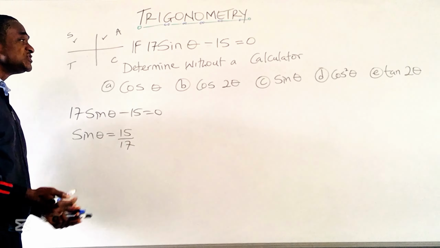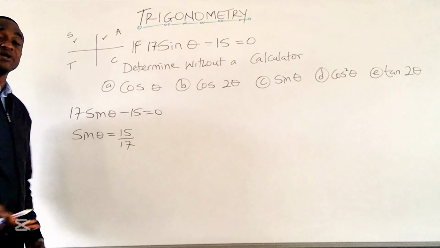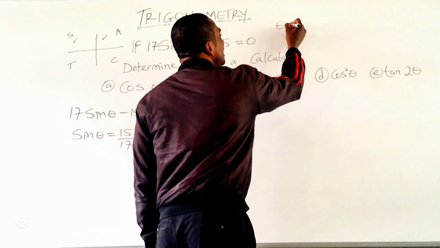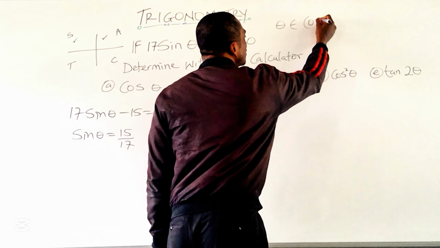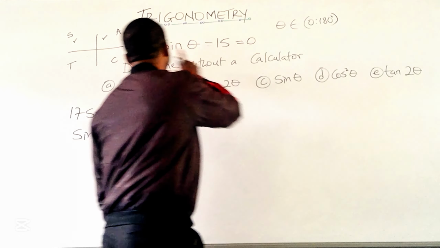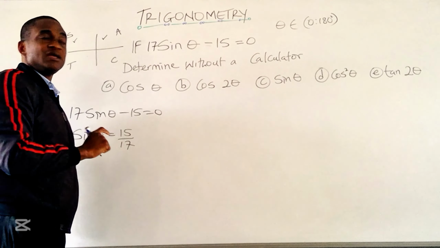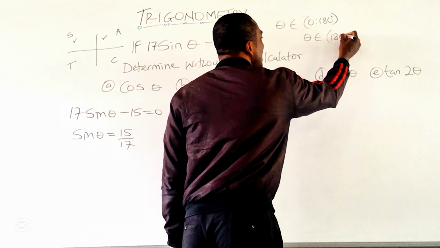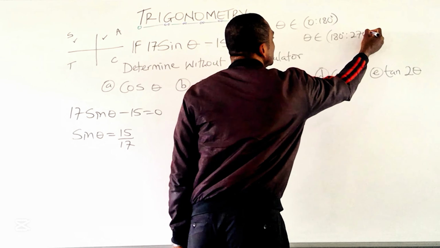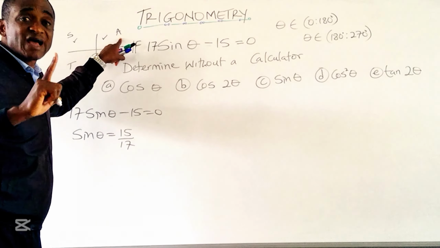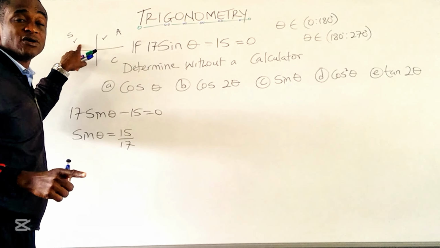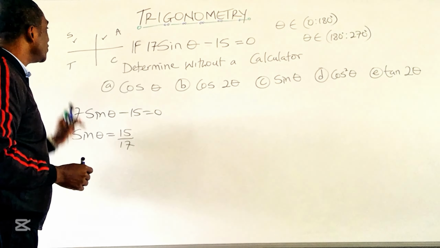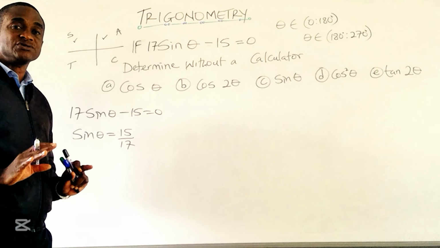Please remember, if no restriction is given, you can create a sketch in any of them. But if we have a restriction, like if they have given us something like theta is an element of 0 to 180, yes, it can be here or here. If they have given us something like theta is an element of 180 to 270, then we cannot consider the first quadrant if sine is positive. We only consider the second quadrant. So your sketch also carries a mark, so sketching in the right quadrant gives you the mark.